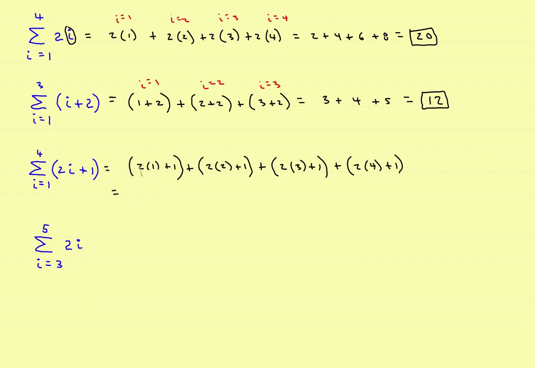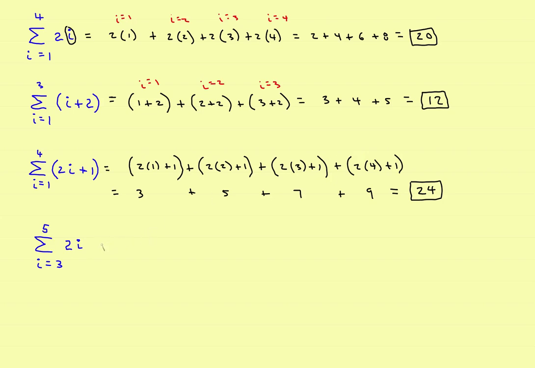So what this is going to be is 2 plus 1, this would be a 3. Then you've got plus 4 plus 1, this one's going to be 5. Then plus 6 plus 1, this one would be 7. And finally plus 8 plus 1, this one would be 9. Add those up and you'll have the final answer. So this would be 10, 19, 24. So you'll have 24 right here. So again, just let I equal 1, I equal 2, I equal 3, and I equal 4.